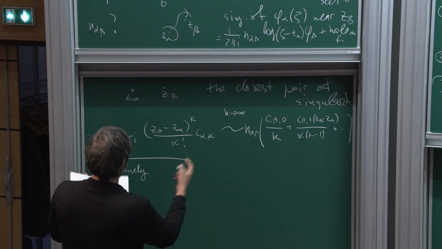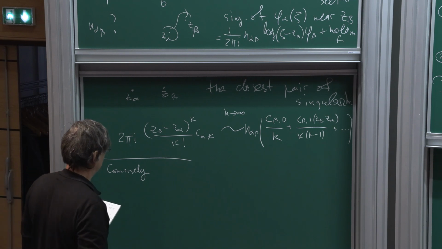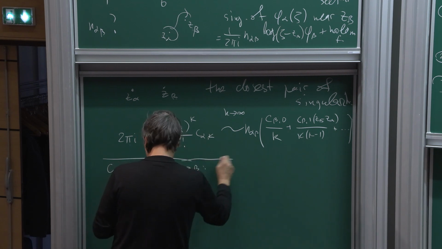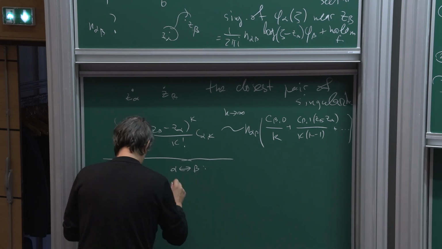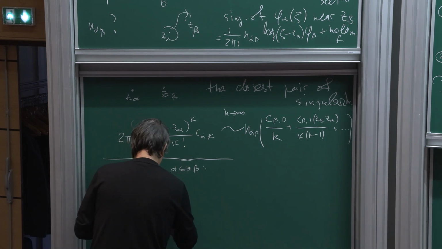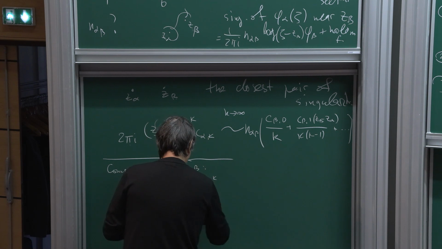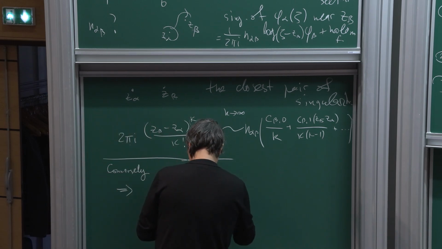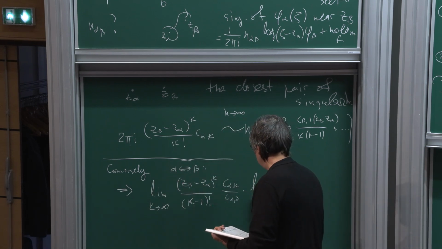And conversely, if alpha is close to beta, you get the same effect if you replace alpha and beta. Then you deduce the following corollary. You take the limit for k equal to infinity of (z beta minus z alpha) to the power k divided by (k minus 1) factorial, because the k cancels with this one, multiplied by c alpha k by c alpha 0, multiplied by the limit where you exchange the roles of alpha and beta.